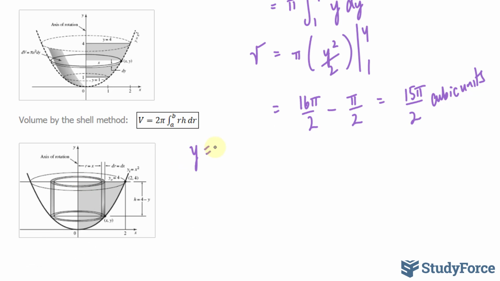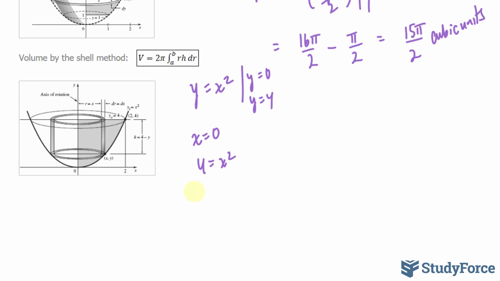The formula is y is equal to x squared. So if I substitute y is equal to 0 and y is equal to 4, I'll end up with my bounds. Substituting 0 into here, I end up with x is equal to 0. That's one of my bounds. And substituting 4 into here, I end up with 4 is equal to x squared. Square rooting both sides, I end up with plus minus 2 is equal to x. Obviously, I'm only going to choose the positive one because it's in the first quadrant. So these are my bounds for a and b.